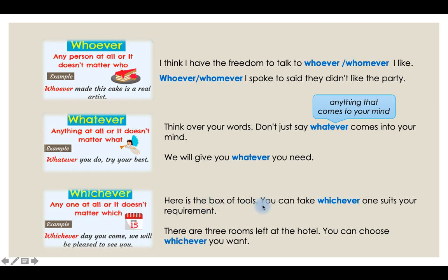Here is the box of tools. You can take whichever one suits your requirements. So you can take any tool that suits your requirement. There are 3 rooms left at the hotel. You can choose whichever you want. So any room you want. The meaning is any. It doesn't matter which.